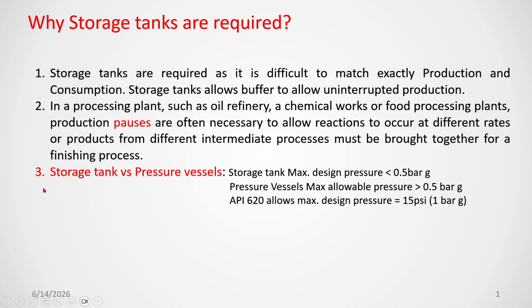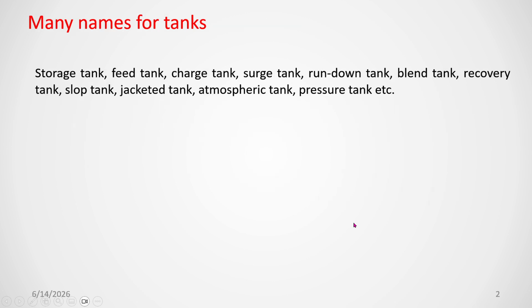So what is the difference between the storage tank and pressure vessel? For a storage tank, the maximum design pressure is less than 0.5 bar. For a pressure vessel, the maximum allowable pressure should be greater than 0.5 bar gauge. API 620 is the very important standard that is used for the tank, where the design pressure is maximum up to 1 bar gauge.